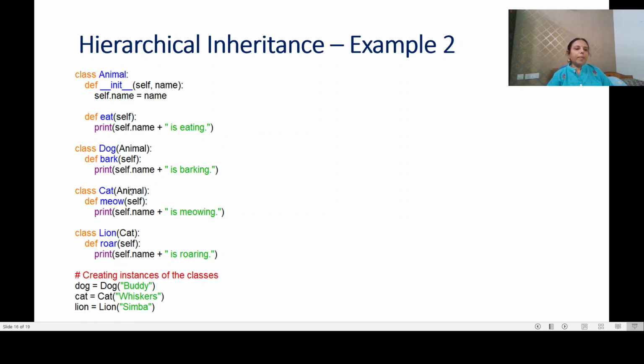And now I will be creating an object for the dog. I'm passing one parameter, buddy, which will be taken as the name variable and stored in that name variable, and this is the object for that. Similarly, I'm creating an object for cat, and an object for the lion. I'm passing some names like buddy, vistas, and Simba.